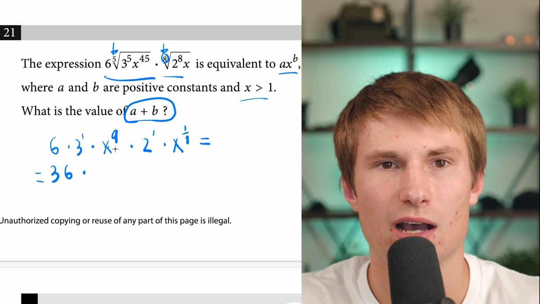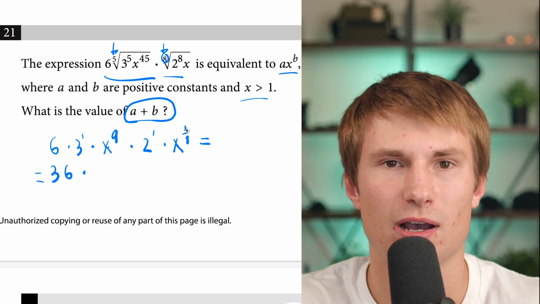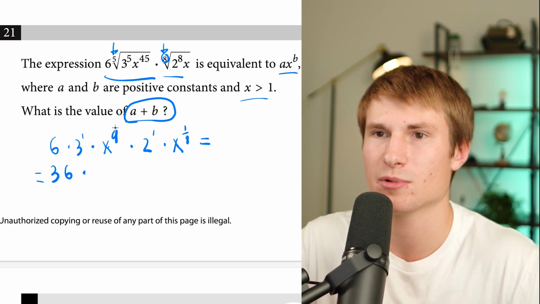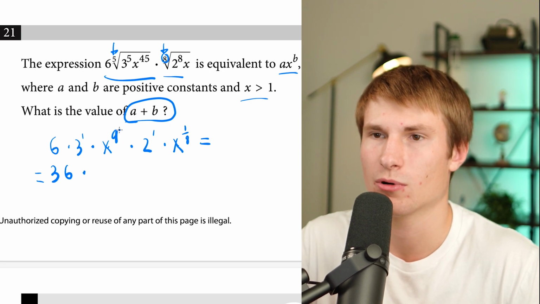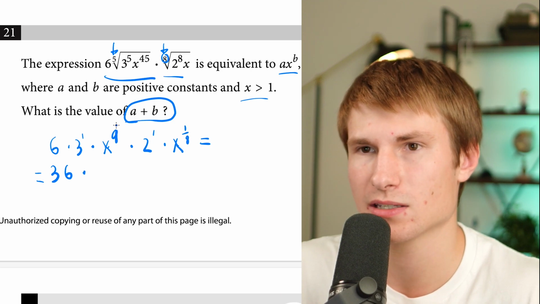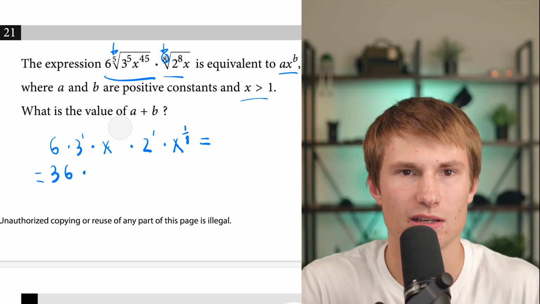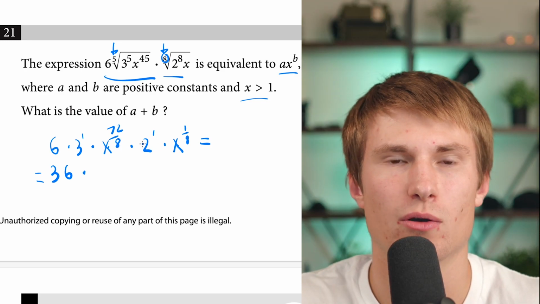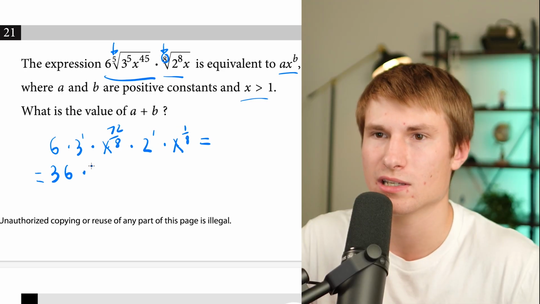Now the next thing we've got is this x to the power of 9 times x to the power of 1/8. So what I'm going to do is convert this 9 into something where the denominator is 8 as well. So I'll do 9 times 8, and that's going to give us 72. So we'll have x to the power of 72 over 8. And now I can go ahead and add 72 and 1 to get me x to the power of 73 over 8.